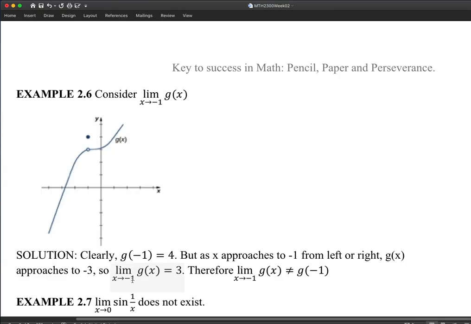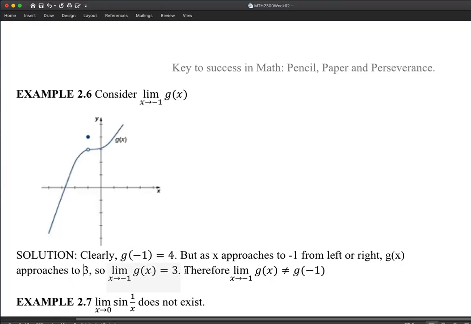The limit as x approaches -1 from the left is approaching -3. Actually, it should be approaching +3. I typed this wrong here. Also, I hope you see as x approaches -1 from the right, it is approaching the same empty circle, right? So I simply put the limit of this function is 3.